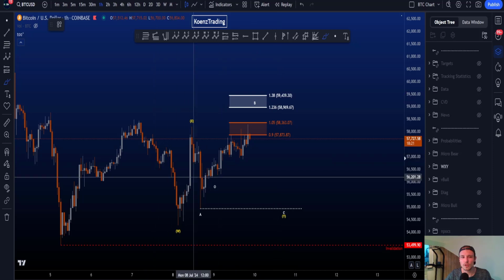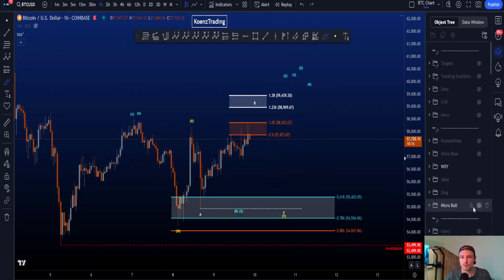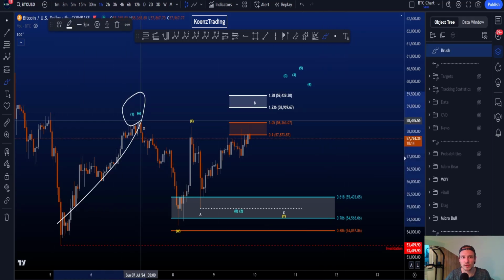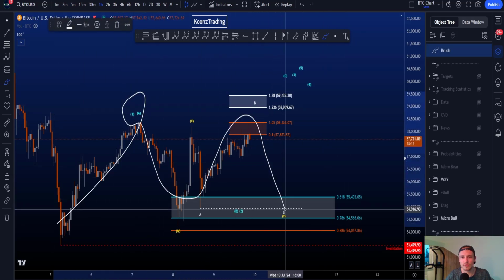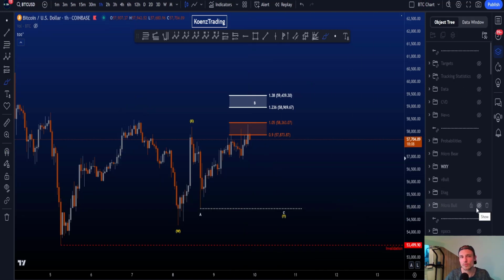Now the scenario where your bigger wave 2 or B is not yet finished, so we're still talking about this scenario A or 1, but then a bigger sideways corrective structure in B or 2, well then we have to look for a sideways WXY complex structure.